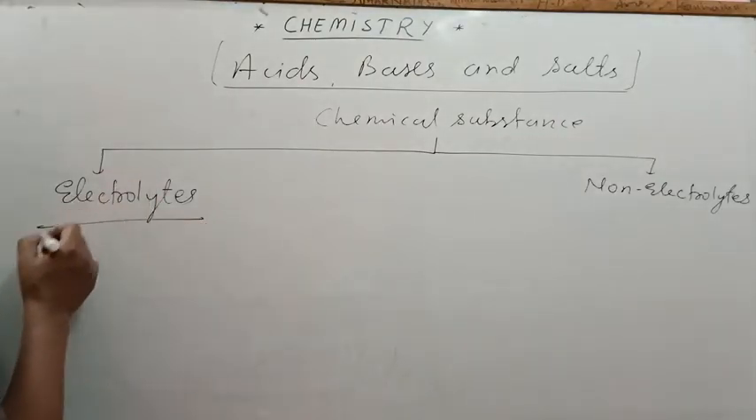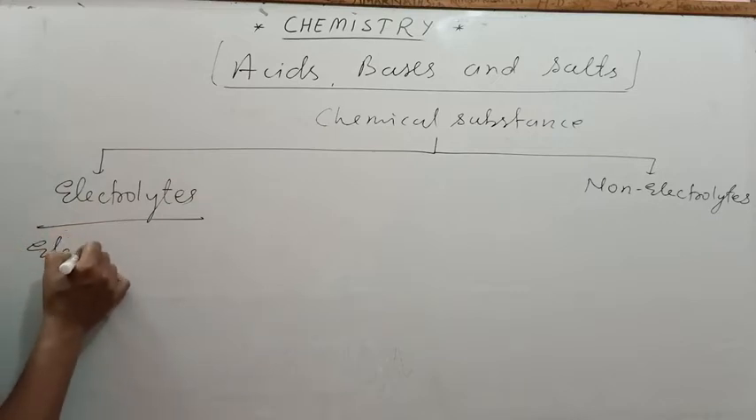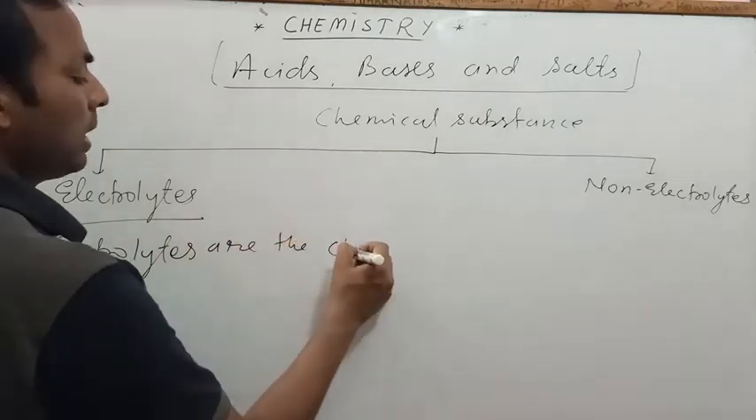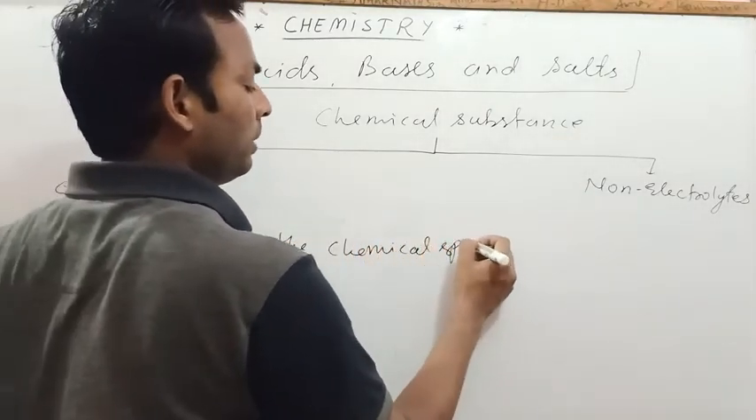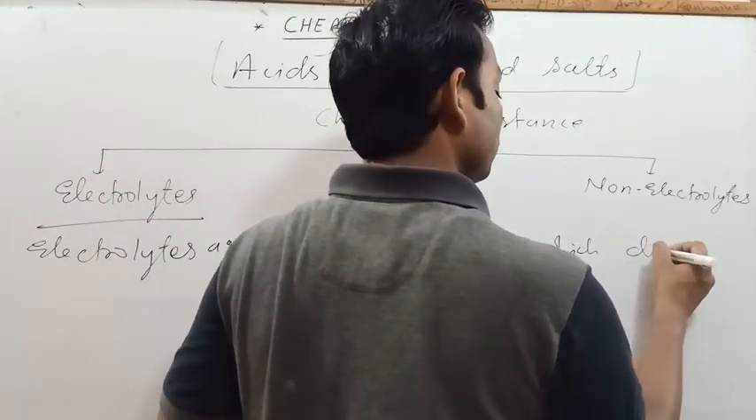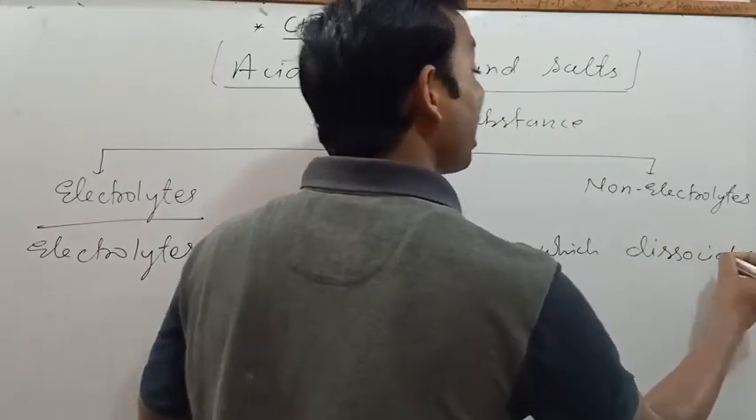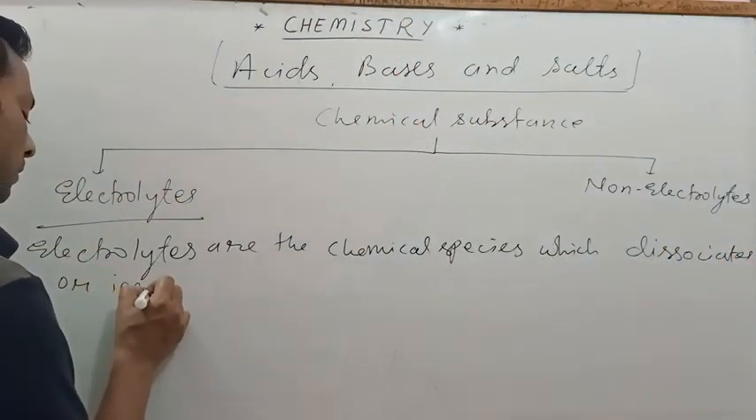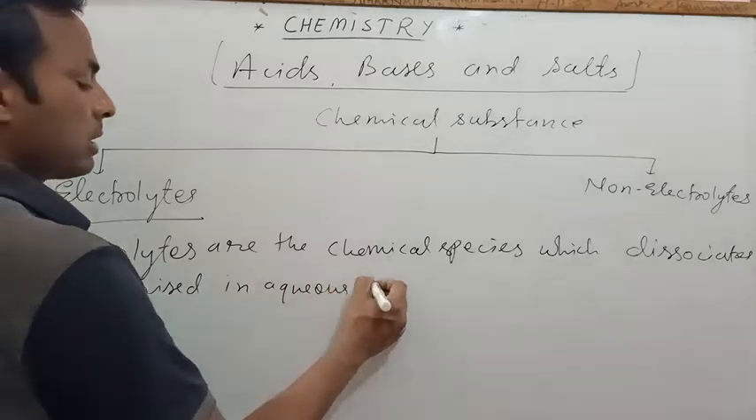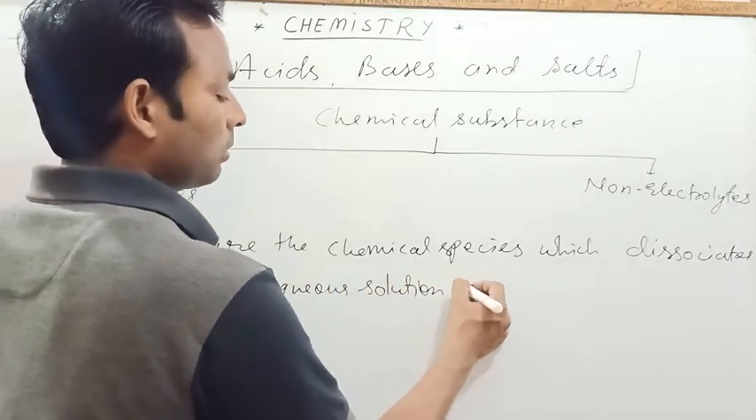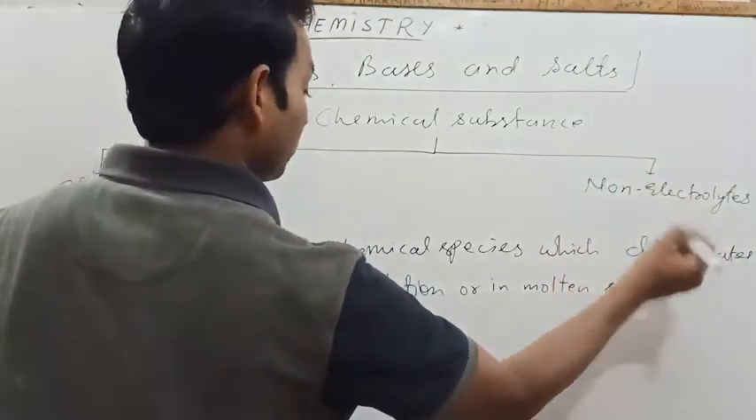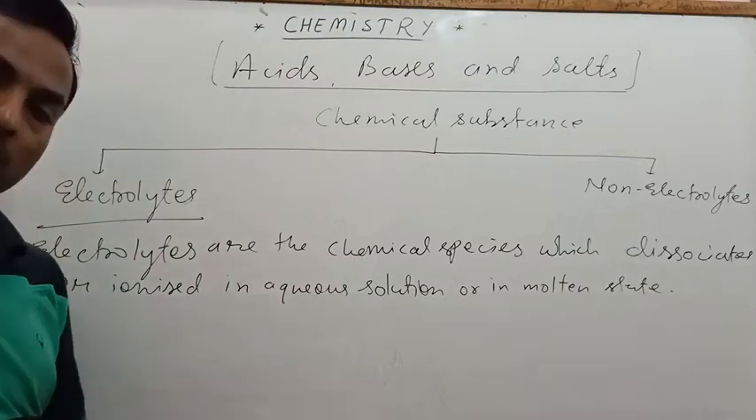Means electrolytes are the chemical species which dissociate or ionize in an aqueous solution or in a molten state. So such kinds of substances are called electrolytes.